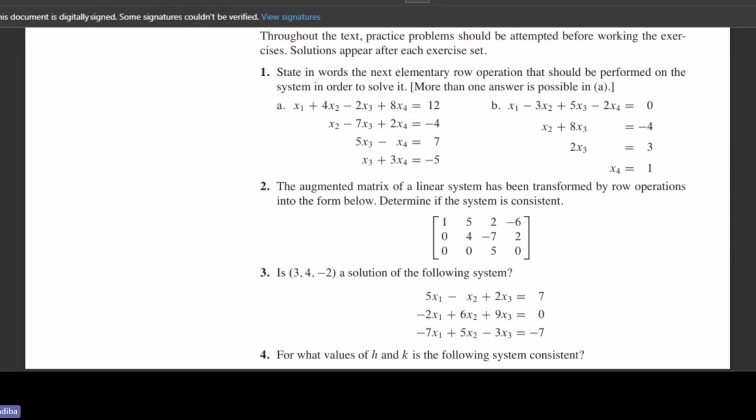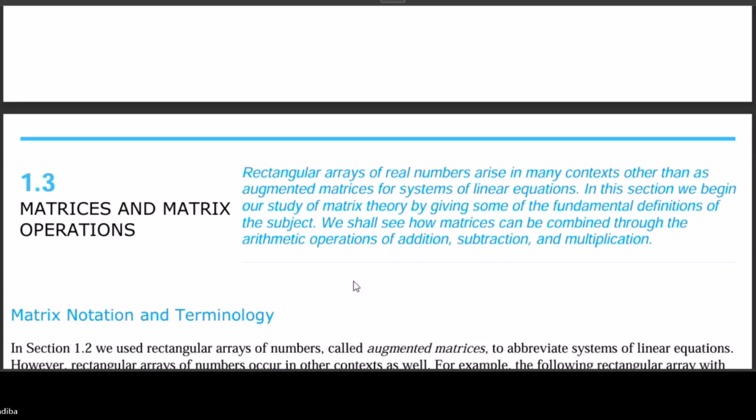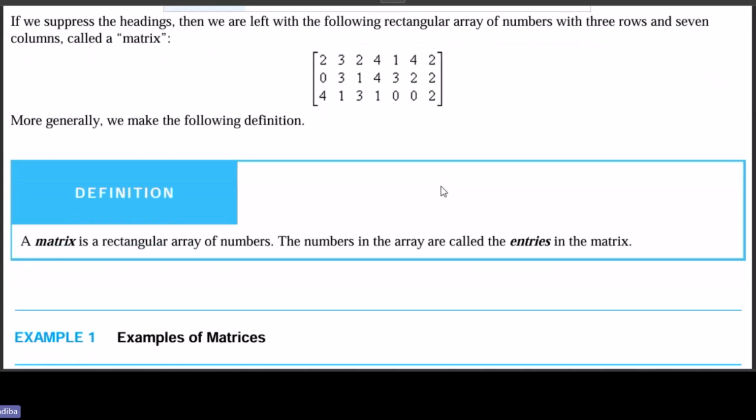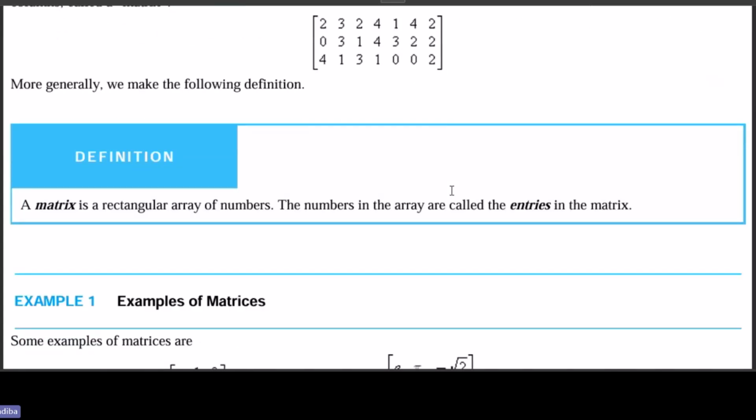Then that takes us to this section, where we'll be talking about matrices and matrix operations. This definition is just saying a matrix is a rectangular array of numbers. The numbers in the array are called the entries in the matrix. This is what we have been doing. But just for formality, a matrix is a rectangular array of numbers, and the numbers in the array are called the entries in the matrix.